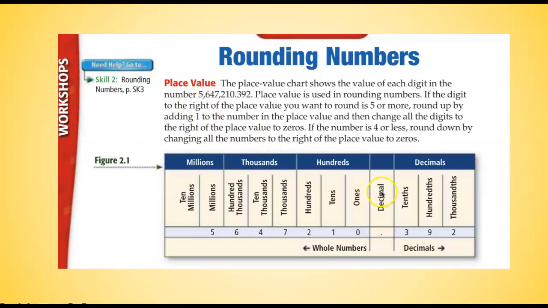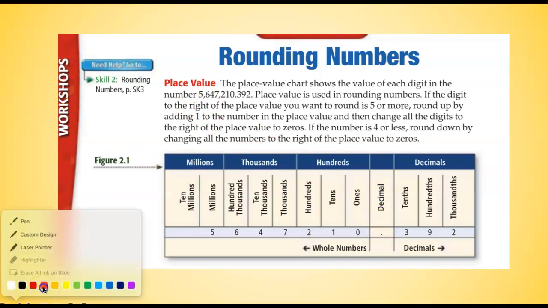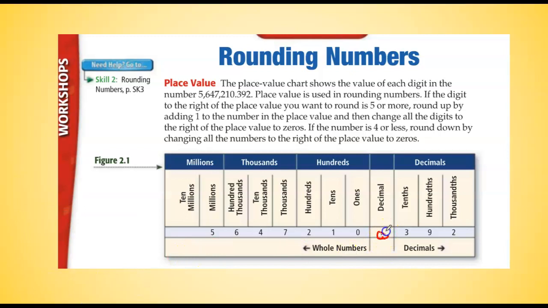So what's really important about this is this decimal point right here. Remember that all of the numbers to the left are like cash, right? You're going to have 10 million, millions, 100,000, okay? This is your cash. And everything to the right is your coins. So these are coins, and this is your cash. In this class, we're going to be rounding these most of the time, our coins.